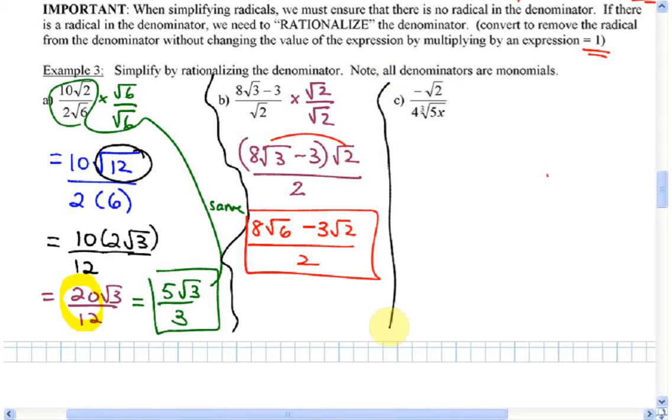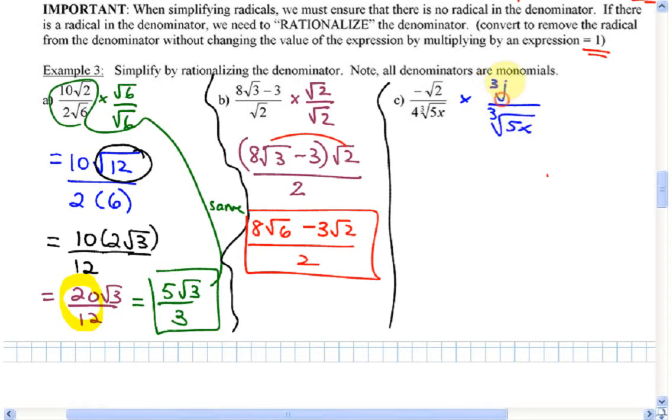All right, and then for part C, it's the same idea. You want to get rid of the root, but look at this case. This one's no longer a square root. This is a cube root. So let's think about this. Can someone suggest to me what I should multiply both the top and the bottom by? 4? I want to get rid of that cube root part. Huh? A cube root of 5x?